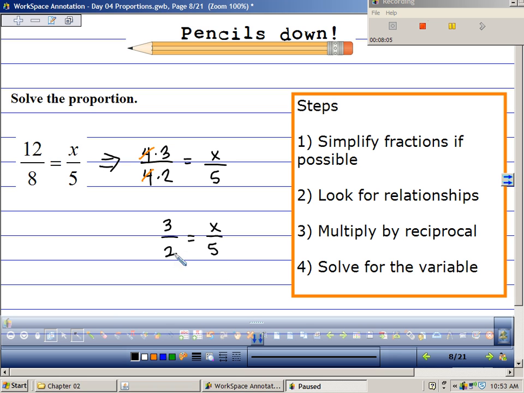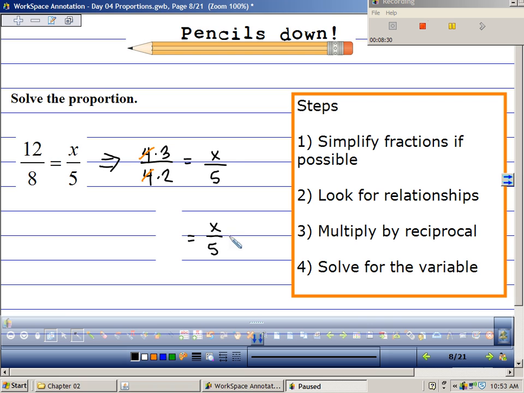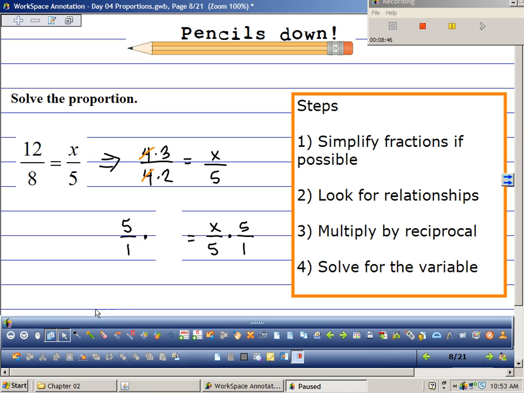Look for relationships. I don't see a relationship between 2 and 5. You guys see a relationship between 2 and 5? No, I don't either. Number 3, multiply by the reciprocal. Pretend like this isn't even here. If I want to solve for x, x is being divided by 5. To undo that division, I need to multiply by 5 over 1. If I multiply an equation by 5 over 1 and I want to keep it equal, I've got to multiply the other side by 5 over 1.